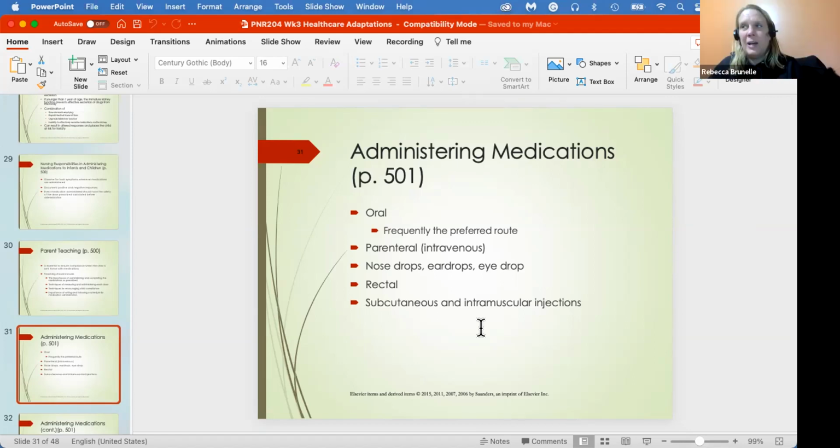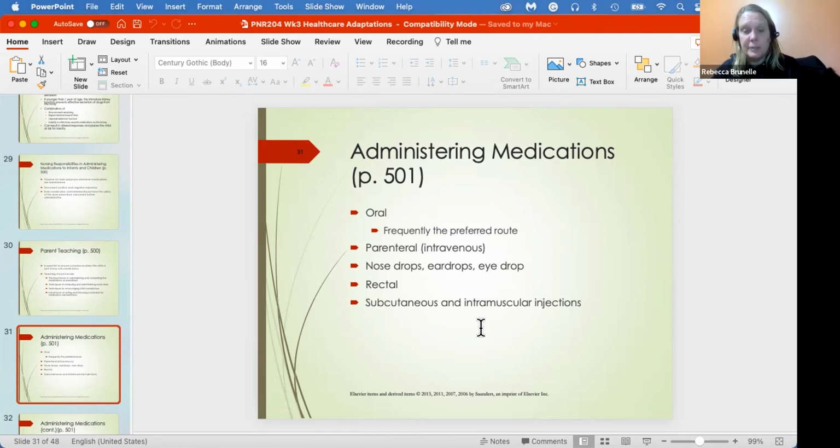And how about eardrops? Depending on the age, I think it's 3 and under, you pull the ear down. And if it's 3 and above, you pull the ear up. Okay. And can they move their head right away, or do they have to sit for a few seconds? Gotta sit. Let it go into the ear canal.